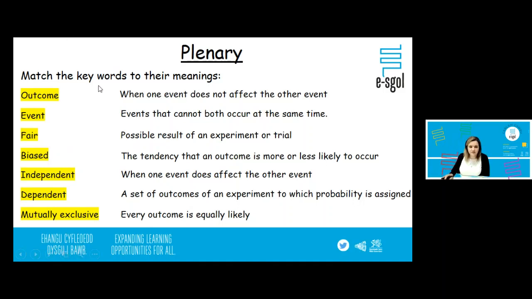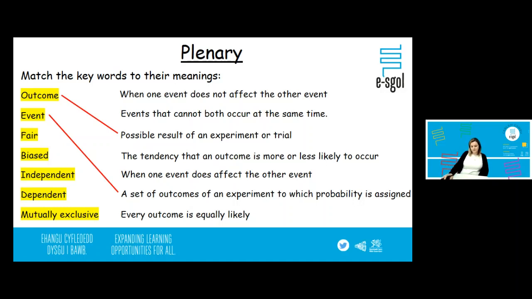Right then, so match the keywords to their meanings. Okay, so outcome, that one matched to possible results of an experiment or trial. And you've heard the word outcome as we've gone through the session today. Event, okay, that one was a set of outcomes. So again, we've used that word. A set of outcomes of an experiment to which a probability is assigned.